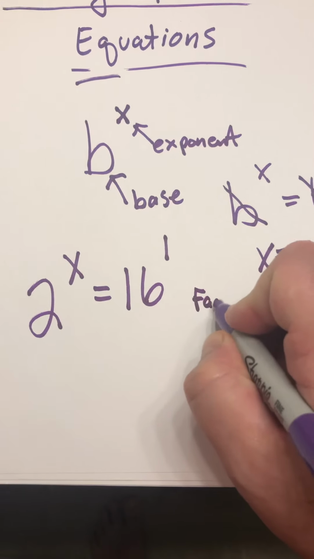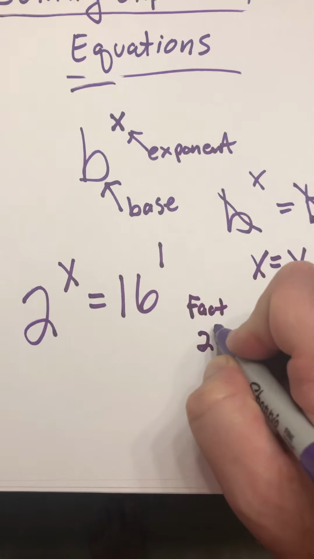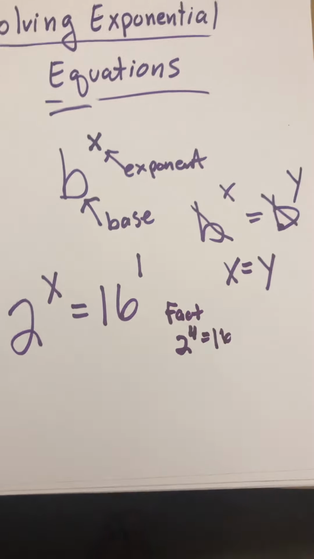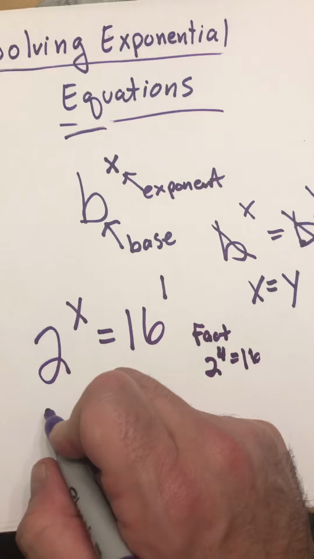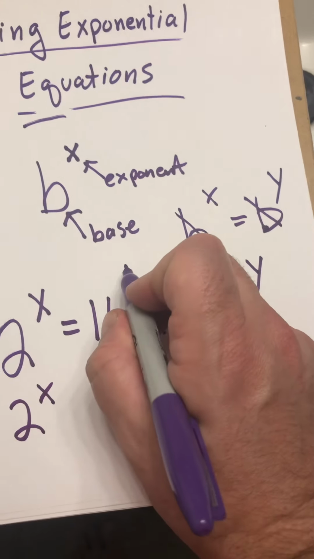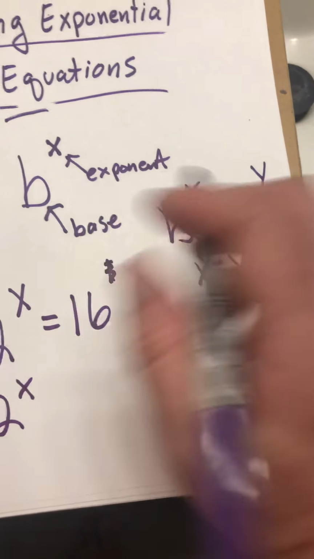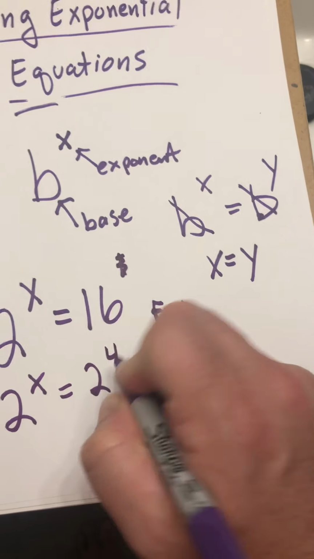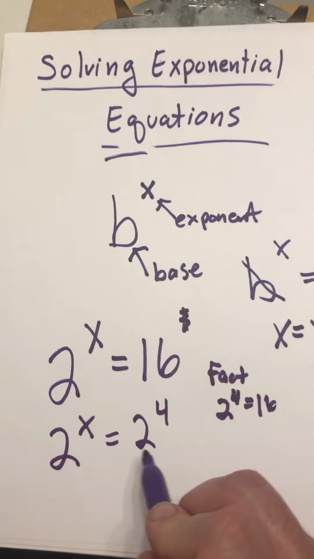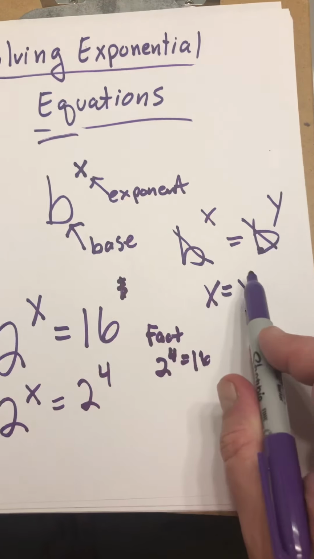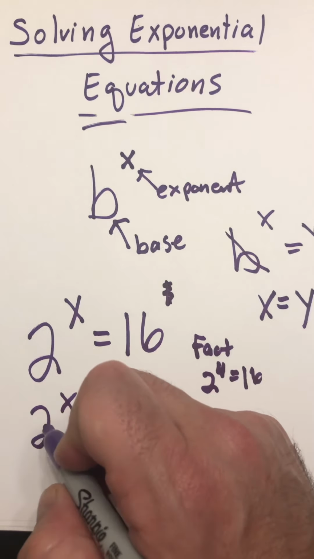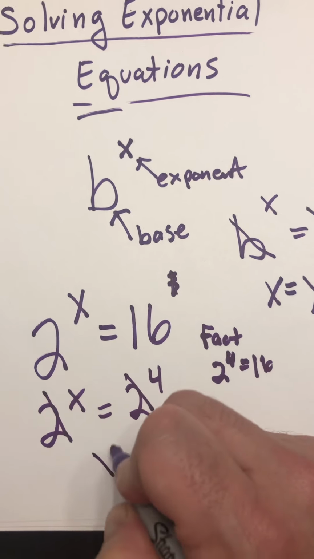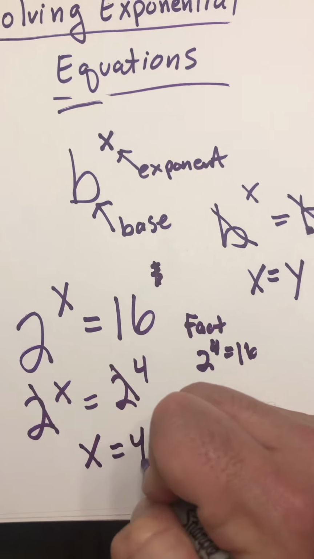One fact is that if I took the number 2 and raised it to the 4th power, that gives us the number 16. So I take 2 to the x, I ignore the 1 for the exponent, it's not even there, and then I just rewrite 16 as 2 to the 4th. That way now the 2's match, which are the same bases, so the 2's just cancel. And you set the exponents equal to each other. So in this case, x equals 4.